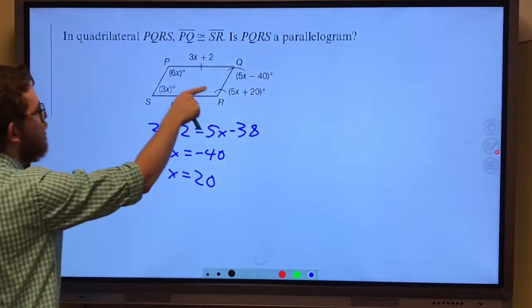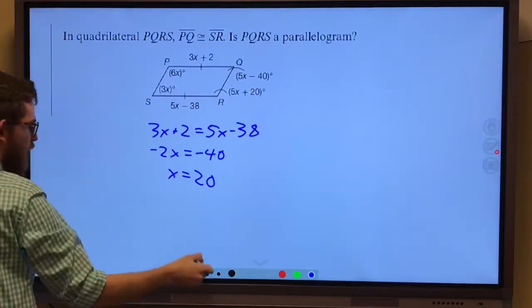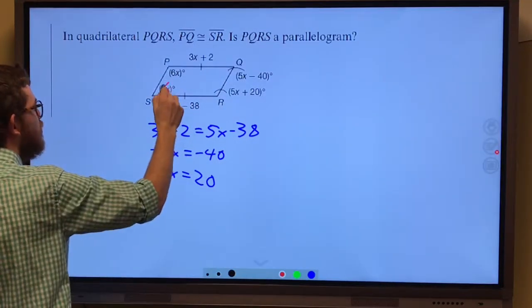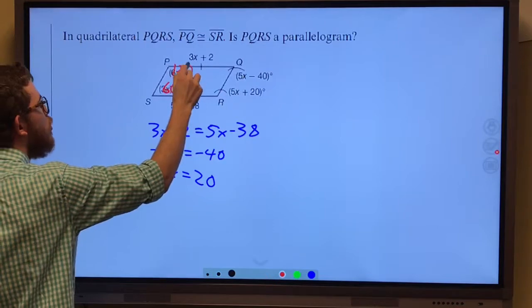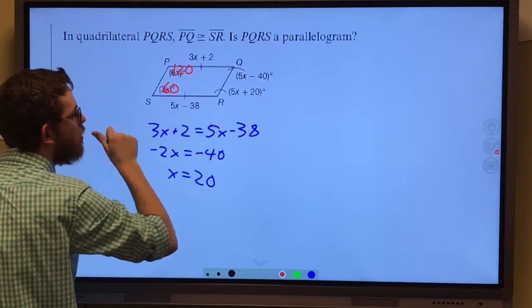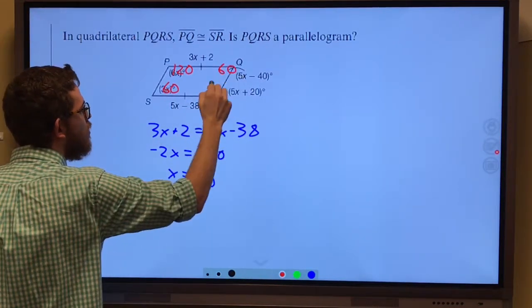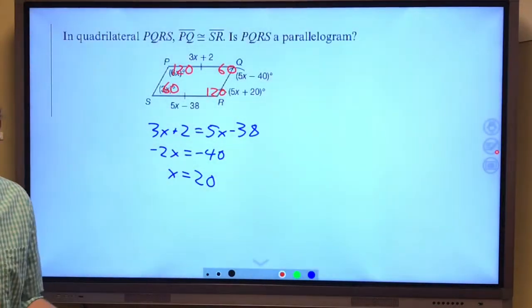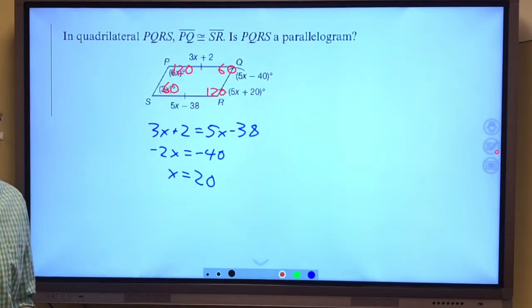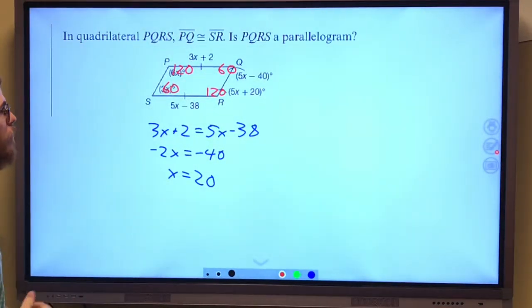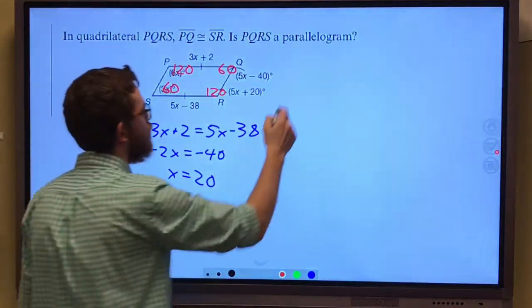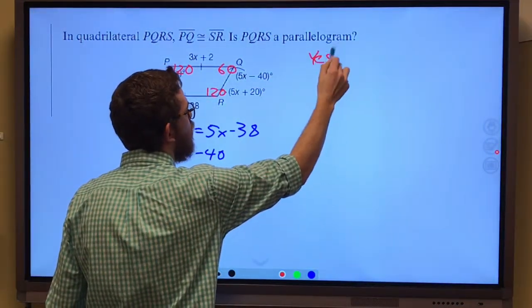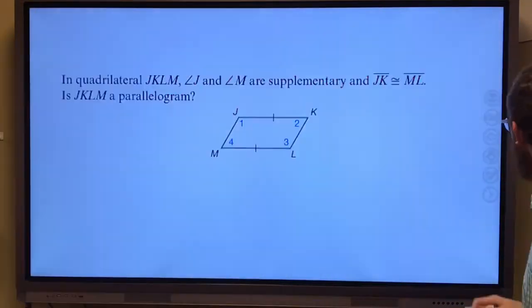And then I can plug it in and look at these angles. This angle here must be 60. This one would have to be 120. When we plug it in right there, we get 60. Down here, we get 120. Look at that. The opposite angles have the same measure. The opposite angles are congruent. And if we have two pairs of opposite angles that are congruent, that quadrilateral must be a parallelogram.